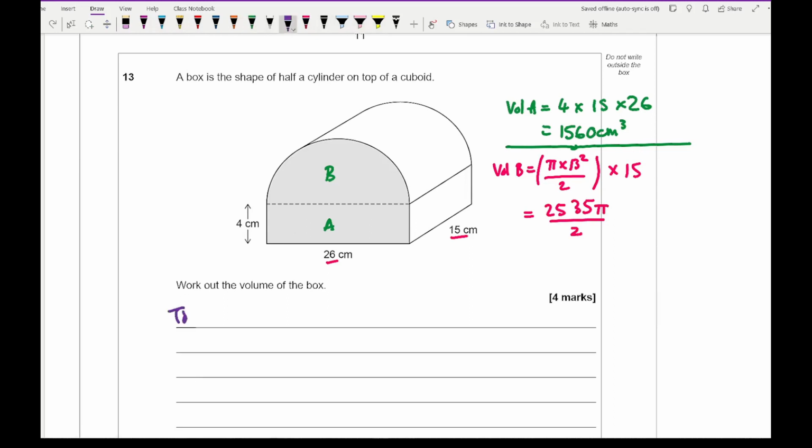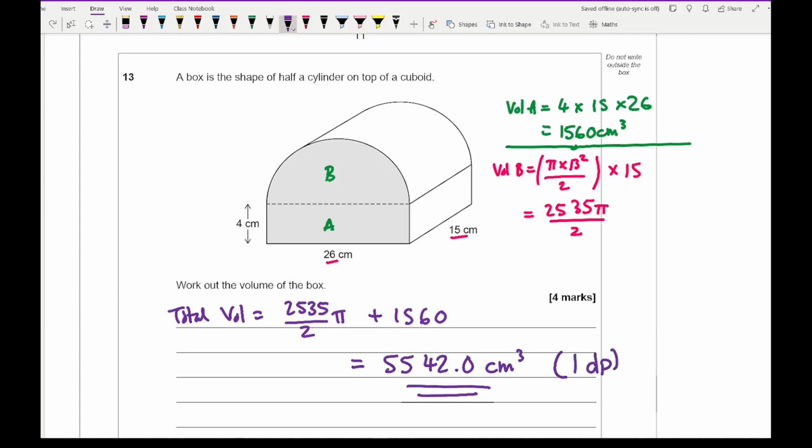So here then the total volume is going to be 2535 over 2 pi plus 1560. If I type that all into my calculator, I should have an answer of 5542.0 centimeter cubed, rounded to 1 decimal place.